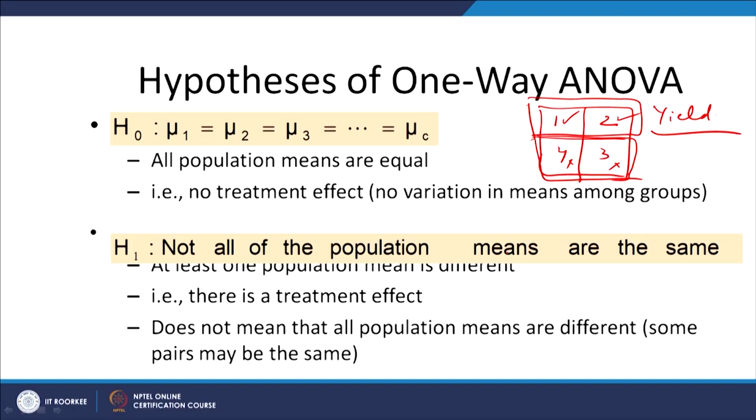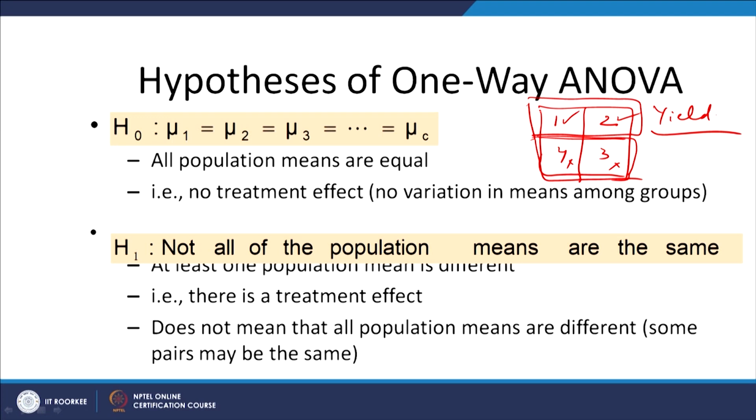Okay. What is the alternate hypothesis? Not all of the population means are the same. So, at least one population mean is different. That means if I had divided this into 4 different patches and put the fertilizers, I am trying to see whether the fertilizer has got any effect or not.